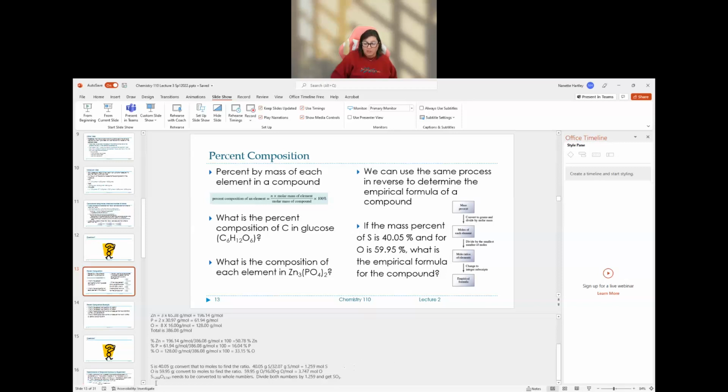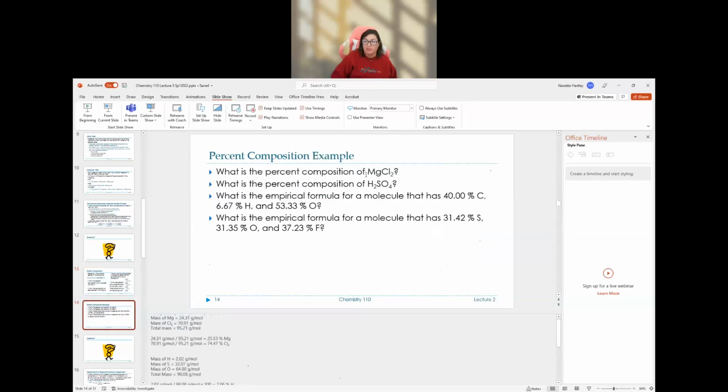So we put each of those as a subscript: sulfur, subscript 1.259, oxygen, subscript 3.747. That needs to be converted to whole numbers because I don't see formulas that look like that. So we divide both numbers by the smaller, 1.259, and we get SO3. That is my empirical formula. Questions, comments, problems on that one? Then let's do some more practice.